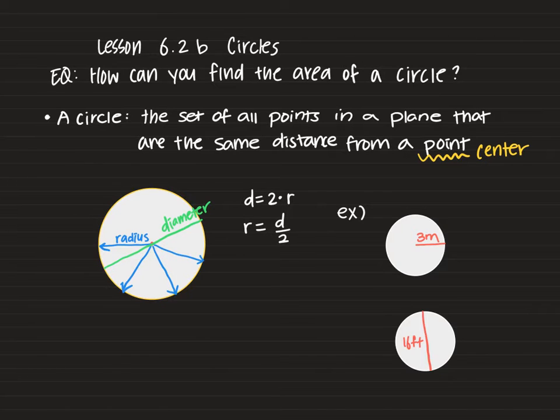So I have two circles like this, in one I have a radius, in the other I have the diameter. I'm going to try to find the ones that are not given. For the first one, I have a radius of 3 meters. So what is my diameter? Diameter is always twice the radius, so the answer is 6 meters. And for the second circle, you have the diameter of 16 feet because it's going all the way across. So my radius is going to be 8 feet.